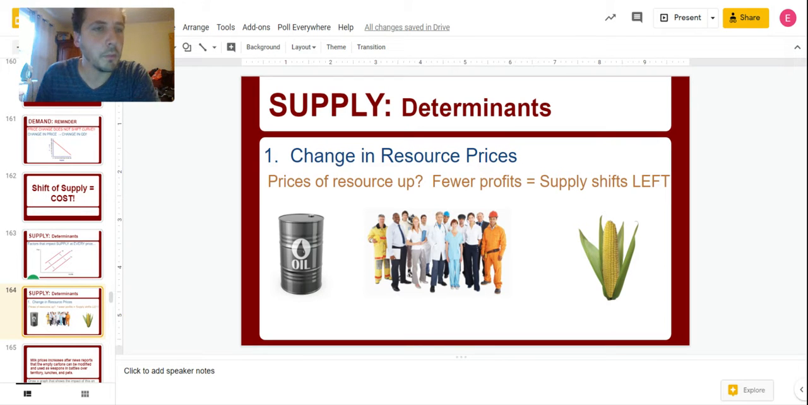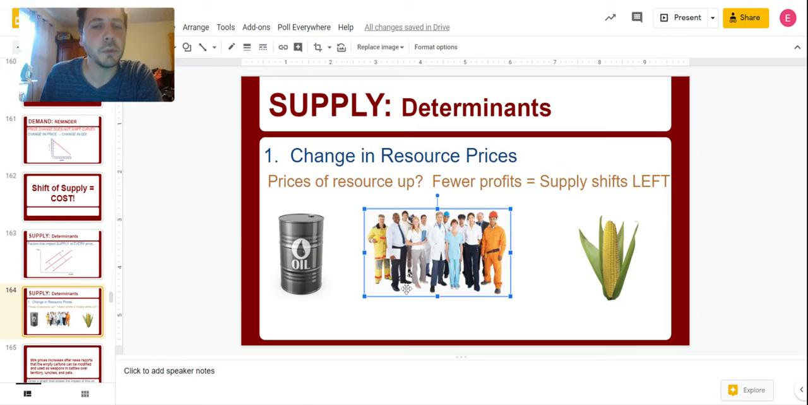The first one, and definitely the most common, is a change in the resource price, right? So, for example, oil is used to produce gasoline. If the price of oil goes up, then the costs are rising for producing gasoline. And the businesses that produce gasoline are going to be able to produce less with their budgets because it costs more money to do so. So supply is going to shift left. Okay, and vice versa. If the price of oil falls dramatically, then all of the gasoline producing companies are making more profit. And so they're going to produce more gasoline, and supply is going to shift to the right.